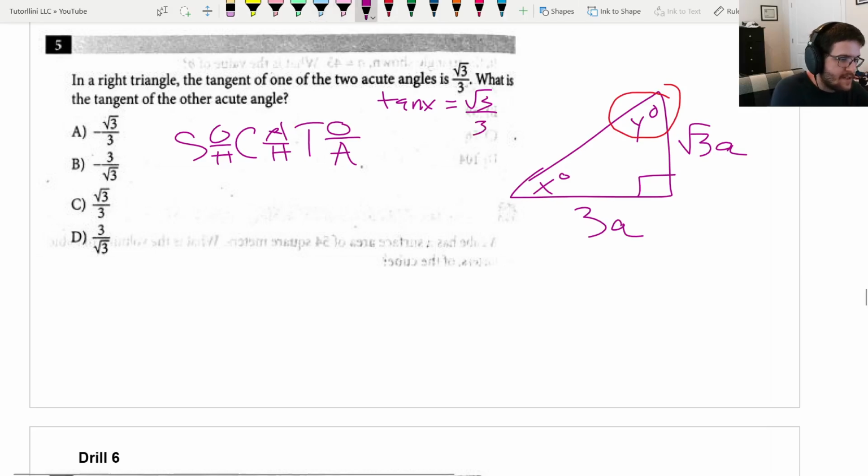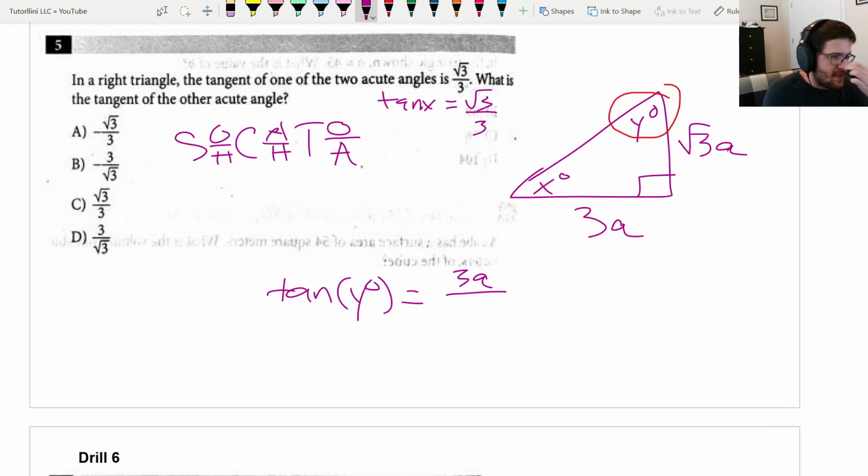So the opposite of y is now across from that angle, so 3a. And then the adjacent is the one next to it that's not the hypotenuse, so that's root 3a. And the a's cancel. We get 3 over root 3. And that's answer choice D. That's it.